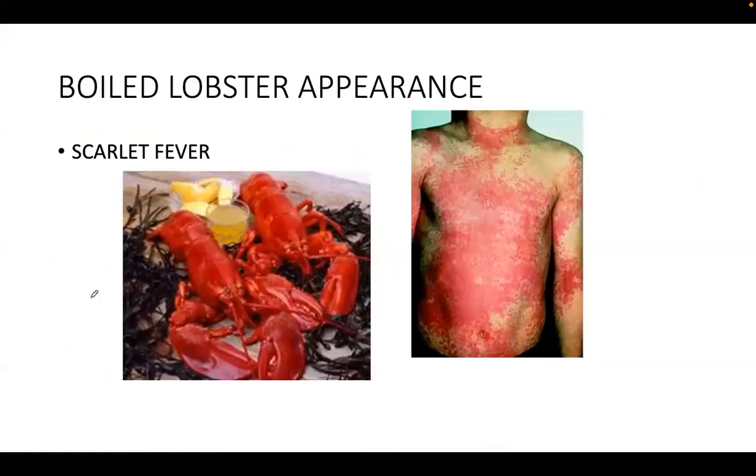Now, don't forget the rash of scarlet fever. So we have the famous boiled lobster appearance. What is the other description of the rash? Very good. It is the sandpaper rash. Okay, the sandpaper rash.